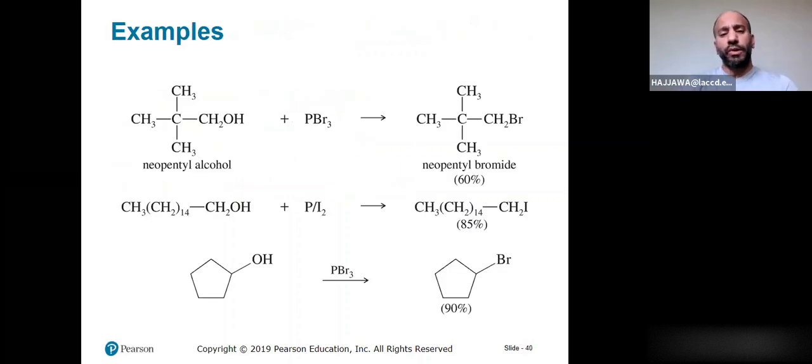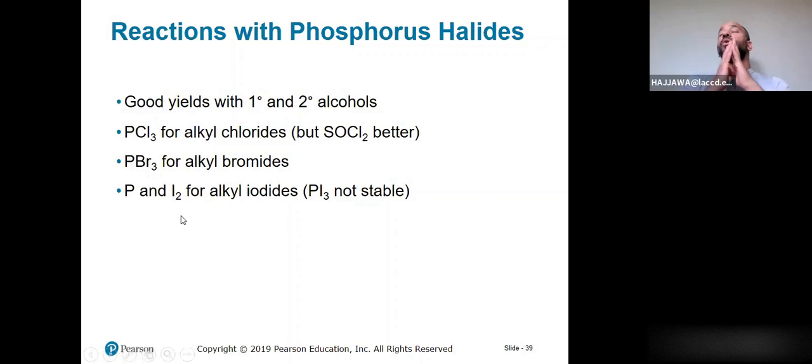Here are some examples. You can see here's a primary alcohol reacting with PBr3 that will give me the alkyl bromide. You could tell here, even though there's a tertiary carbon next to it, there is no carbocation formation. All of these methods, whether you're using a primary alcohol or a secondary alcohol, are SN2 mechanisms. None of them is going to give me a carbocation. And this is important. That's the difference between the method of HX and the method of phosphorus X3.